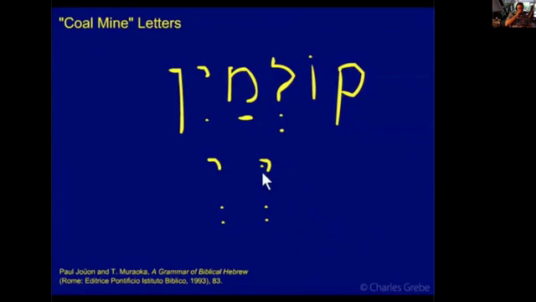This rule doesn't predict when you'll find it with or without. It simply says that these ones have a tendency to drop their dagesh forte if they're followed by a vocal shava. Now this rule is discussed in Joüon-Muraoka, A Grammar of Biblical Hebrew, on page 83. And they give a bit of a reason. They say that no doubt this happens because in some cases there was a disinclination to make a long consonant depend on such a weak vowel.